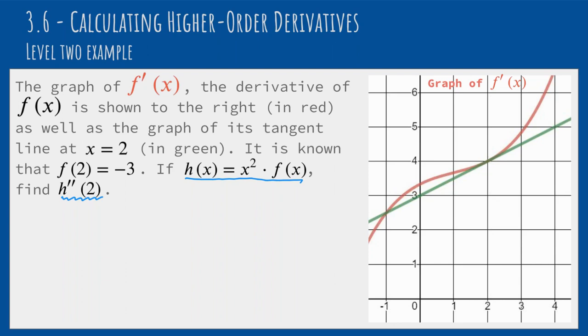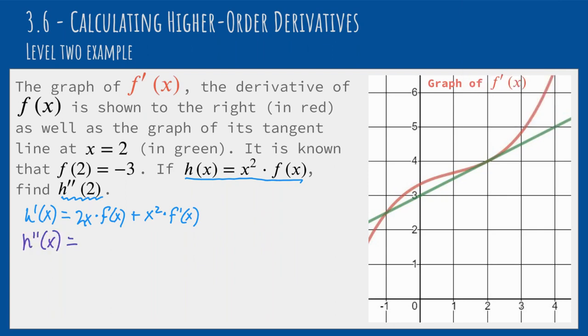Starting by taking the derivative, h prime of x is going to equal, so we have x squared times f of x. That's going to be a product rule problem. So we're going to have the derivative of the first, 2x, times the second, plus the first times the derivative of the second. So there's our first derivative of h. In order to find the second derivative evaluated at 2, we're going to have to take the derivative again. So let's take the derivative of that.